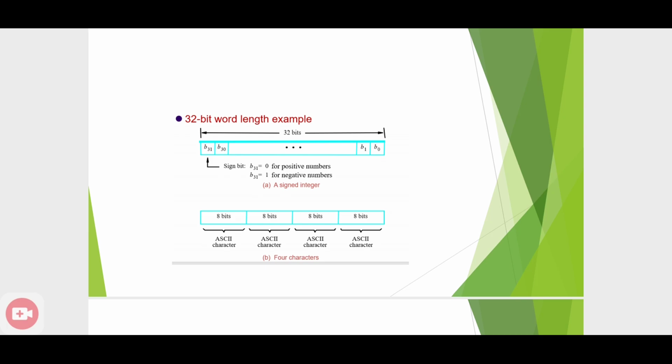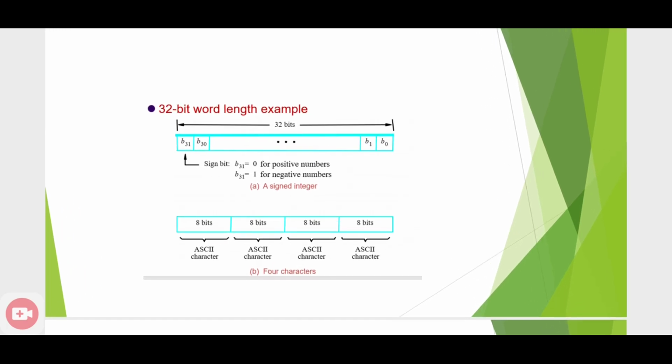You can see in this figure a 32-bit word length example. Each cell is represented by B0, B1 up to B31, and all together they are known as a 32-bit word length. It can be grouped into 8 bits, so 4 groups of 8 bits represent 4 characters. One word is represented by using 32 bits, and 4 characters are represented by using groups of 8 bits.